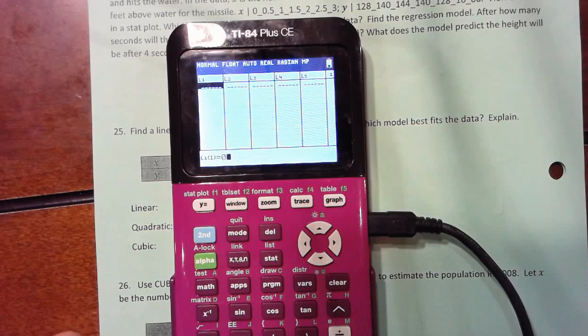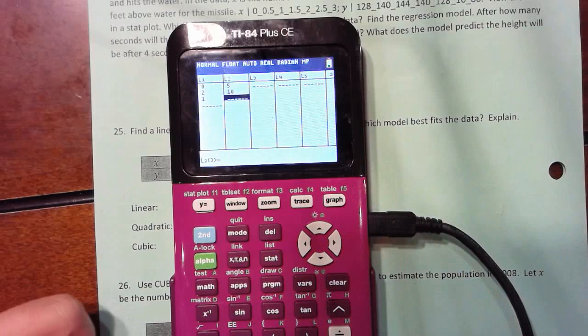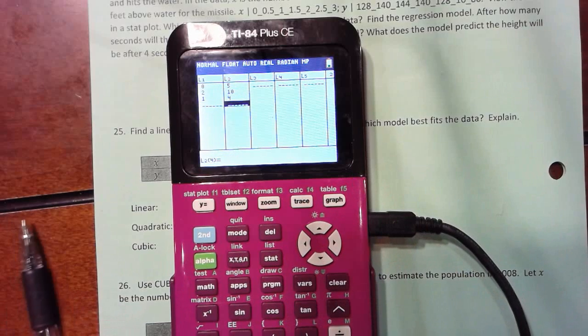My X values go here, 0, 2, 1. My Y values go here. I realized I just made a really bad grammar mistake. But again, it's almost midnight, and I'm doing this because I love you.